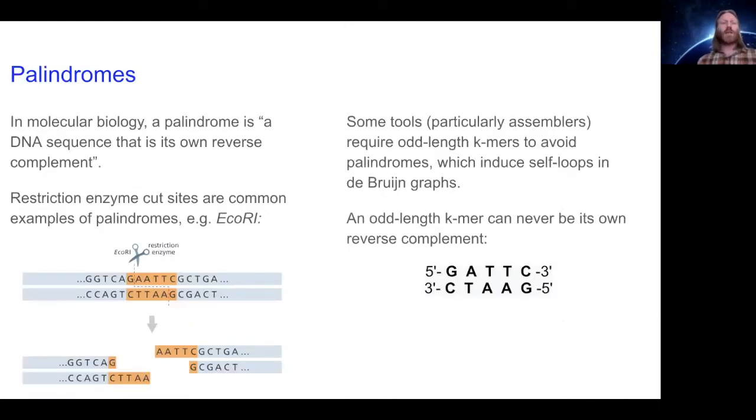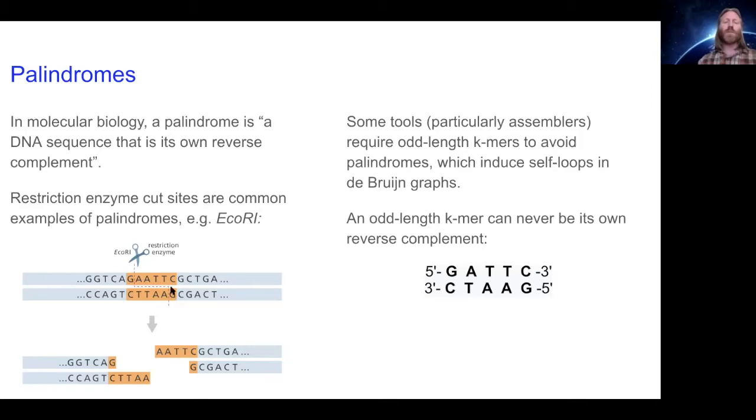Another fact regarding Kmers is that palindromes exist. In molecular biology, a palindrome is a DNA sequence that is its own reverse complement. You probably remember these from studying restriction enzymes, where the cut sites are palindromes. For example, this is EcoR1. It has a recognition site of 6 base pairs, GAATTC.